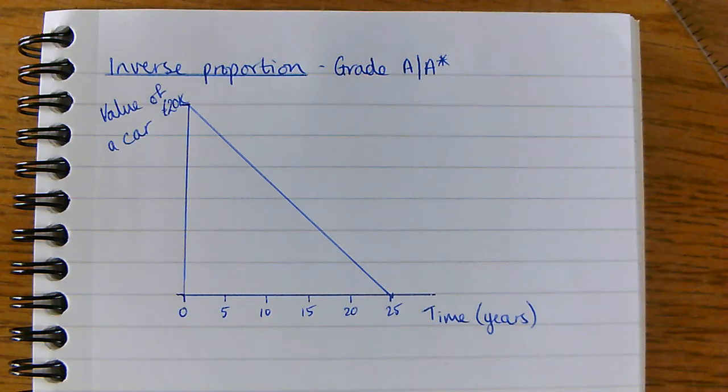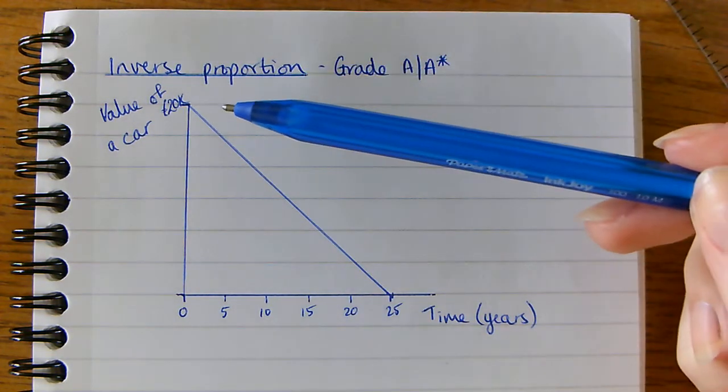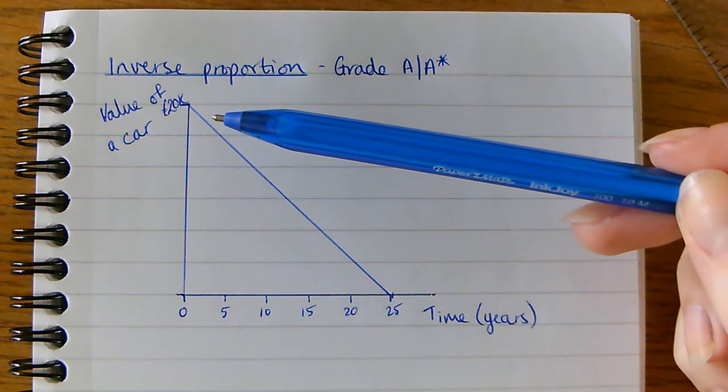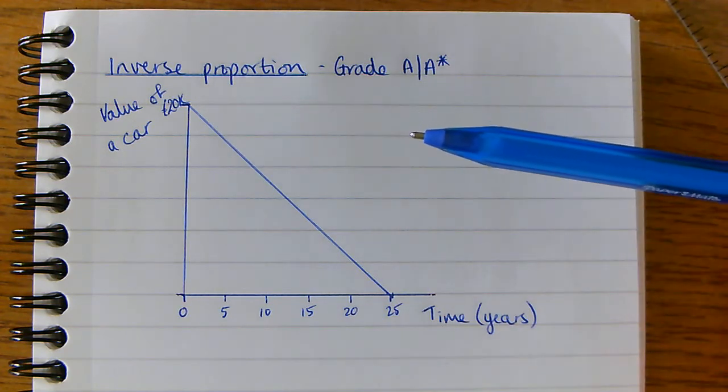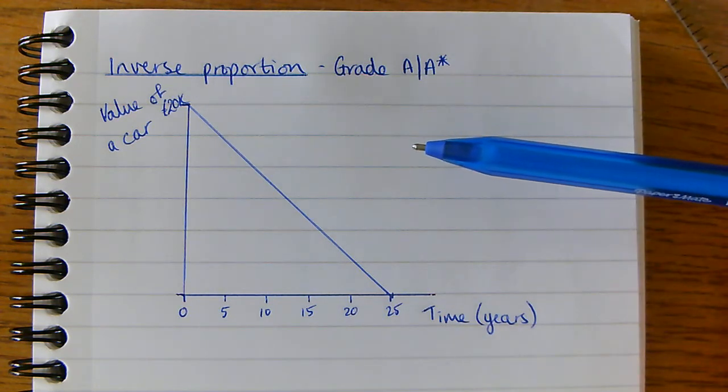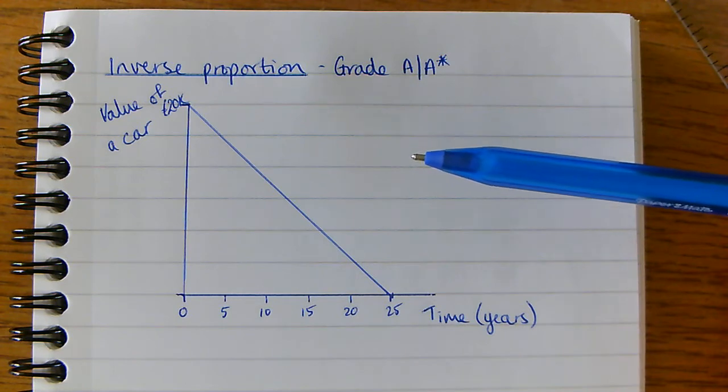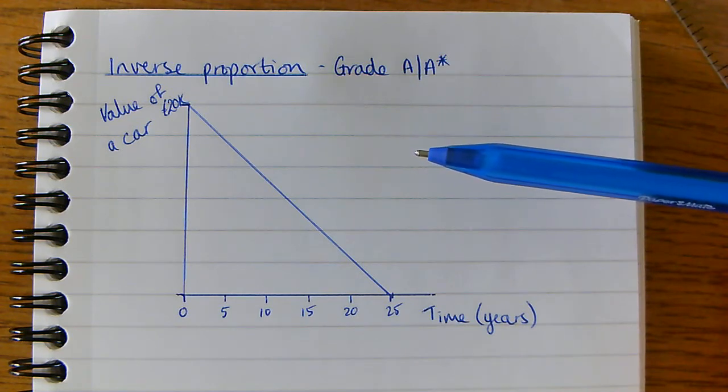Okay, so in this video we're going to be looking at inverse proportion. So hopefully you've watched the video on direct proportion, and I'm just going to go through an example of something that's got inverse proportion. So with inverse proportion, as one variable gets larger, the other one gets smaller. Now you might recognise that because that's what we talk about when we talk about negative correlation.